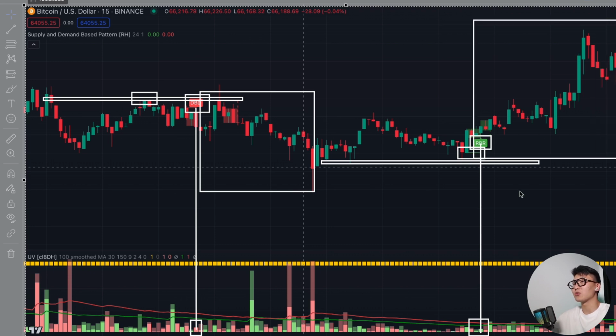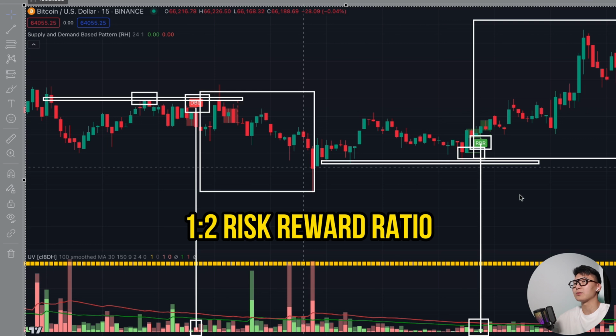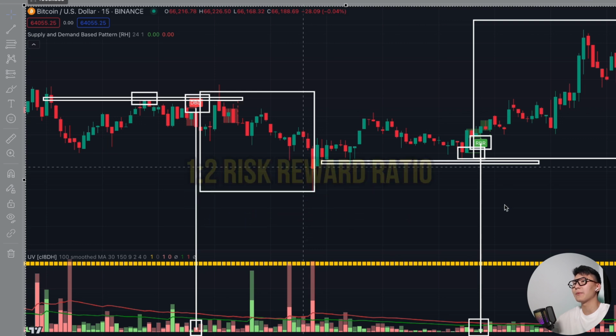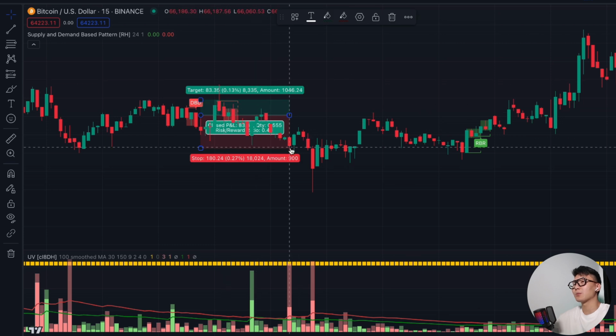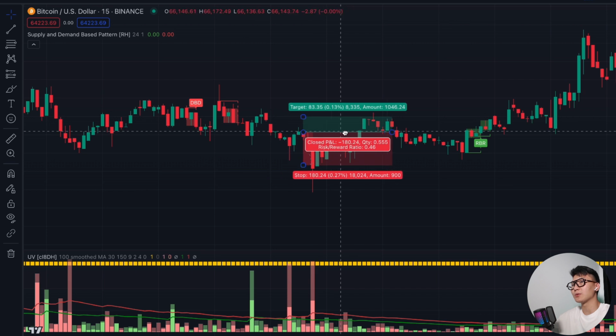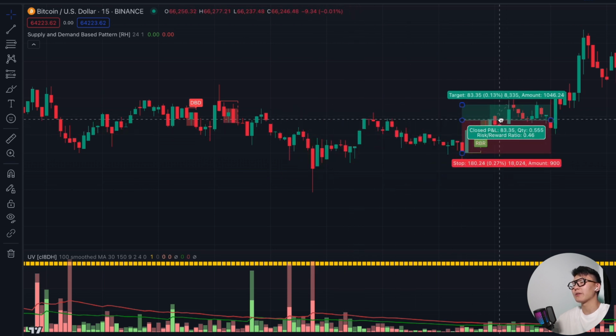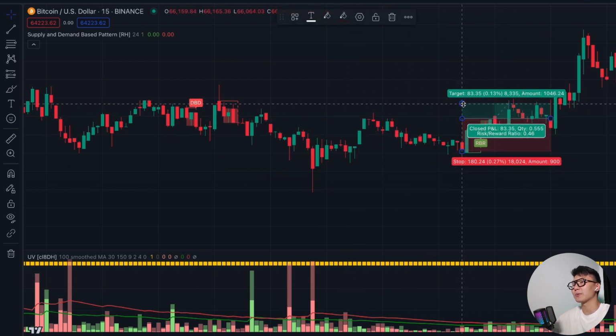This strategy usually works well with a 1:2 risk-reward ratio. I often aim for 1:3 or 1:5, but the strategy is effective with a 1:2 ratio. For example, let's open a short position on this candle and set your stop loss and target and watch the results. I'll set a short position here.